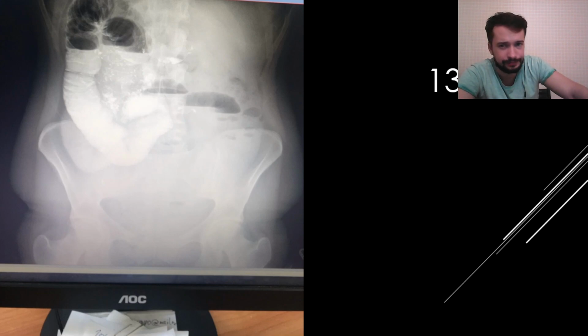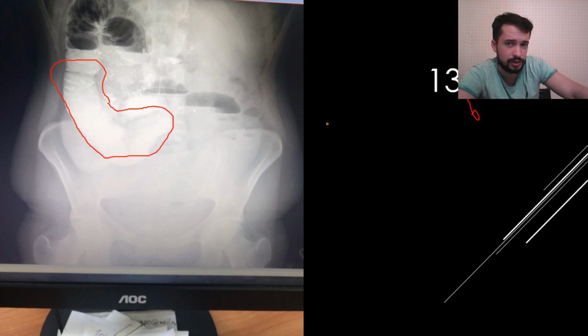and in 13, I have A and B. Yes, A, what's the diagnosis, and B, what's the substance it is. Значит, 13 вопрос, у меня вопрос 13А, что за диагноз, и 13Б, что за белая субстанция.